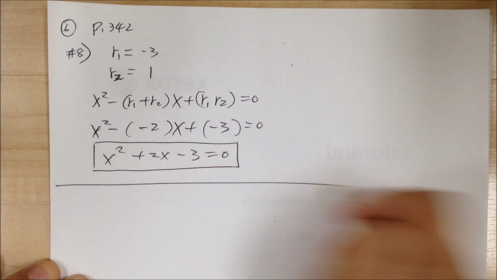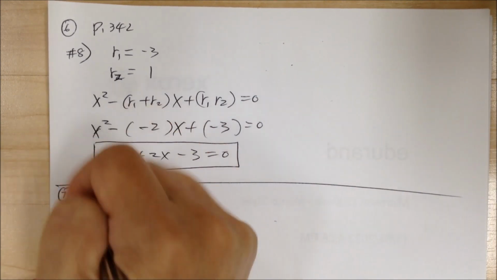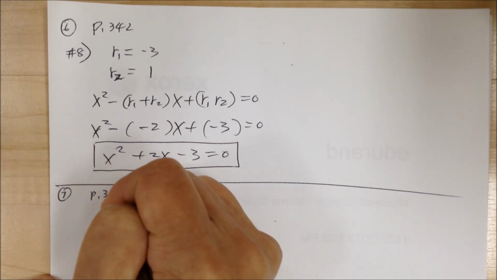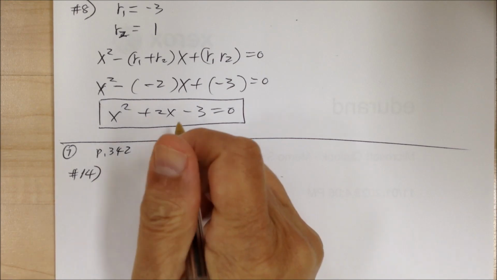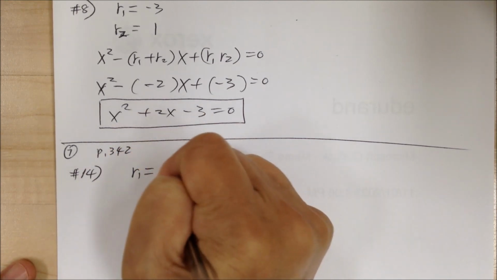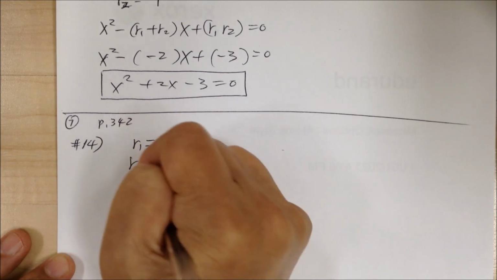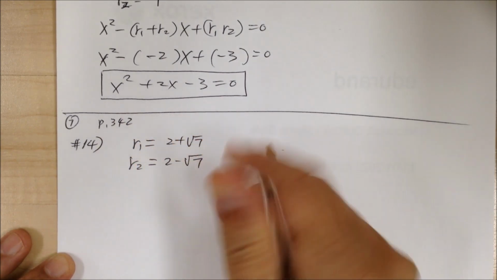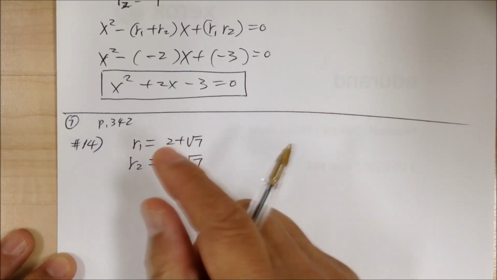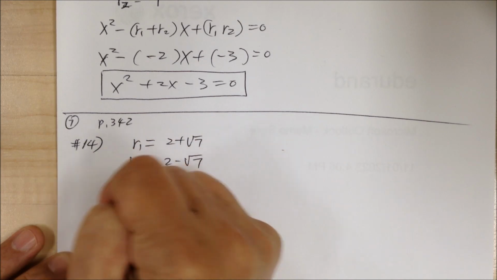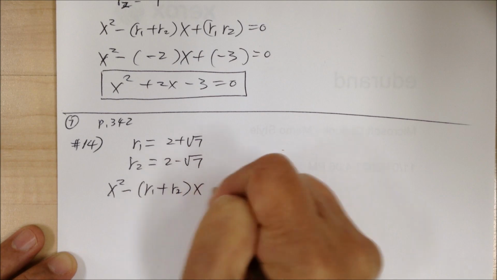Okay, number 7 on the list, again from the same page, and I'm going to do number 14. So you've got R1 equal to 2 plus square root of 7. R1 means the first root or first answer. So R2 will equal 2 minus square root of 7. And if you notice, I write it on top of each other, so that way it's easier to add or multiply. So you can write down your equation so you can visualize to cut down on mistakes.